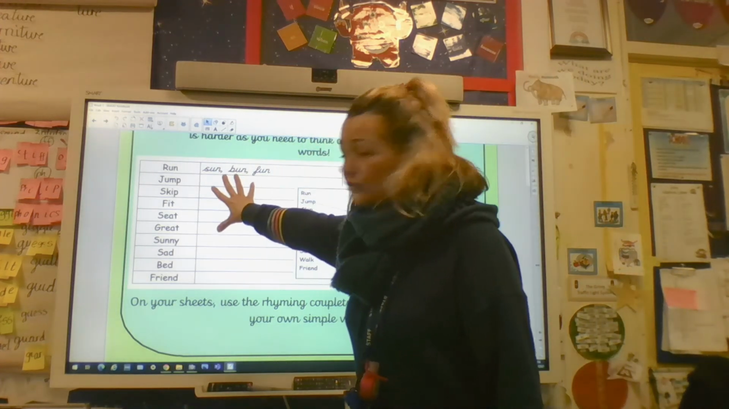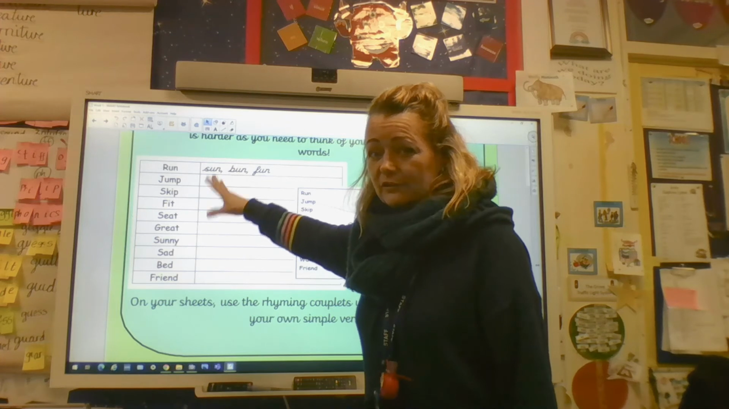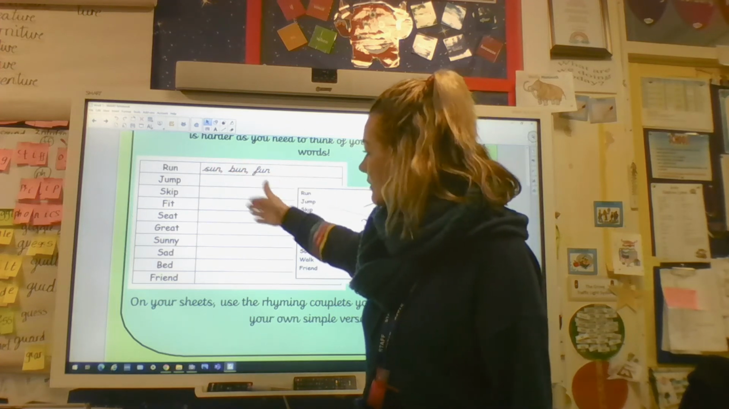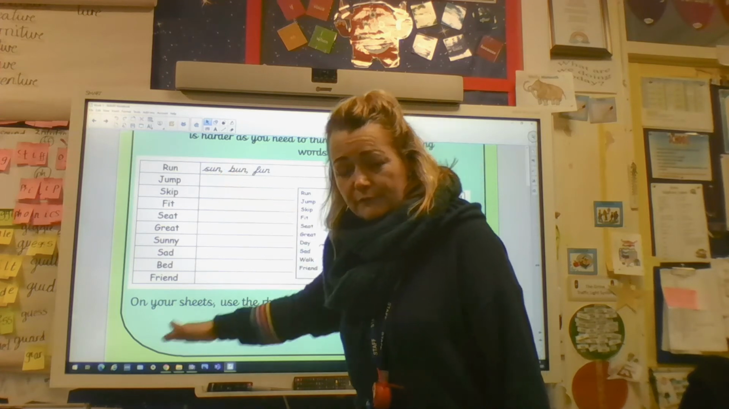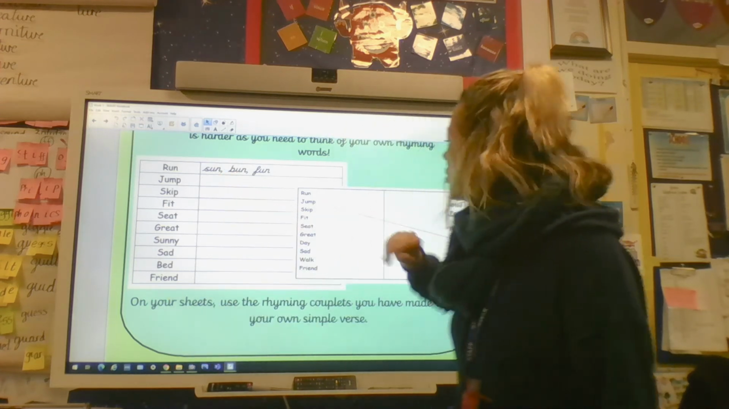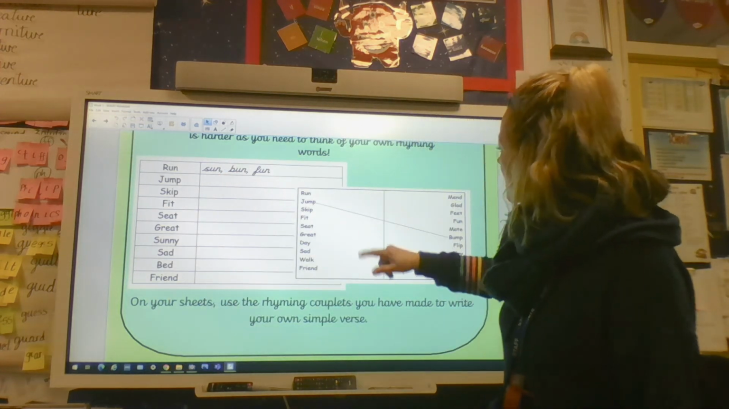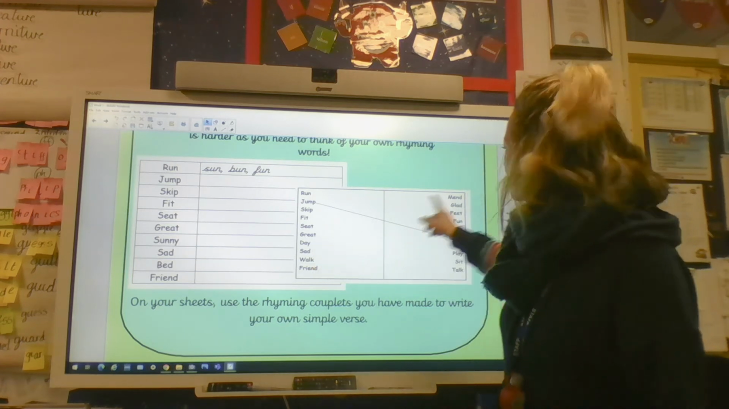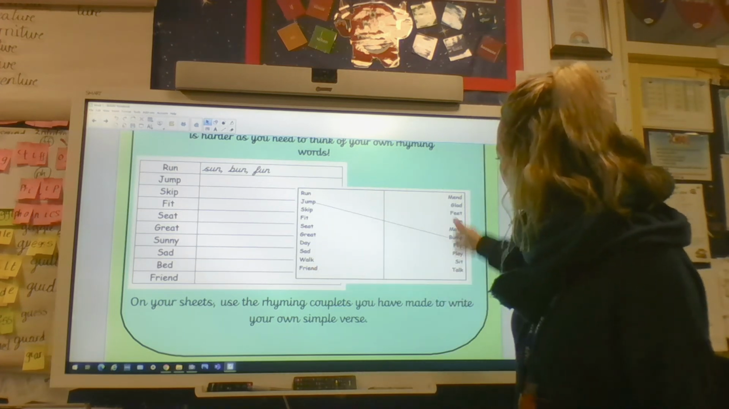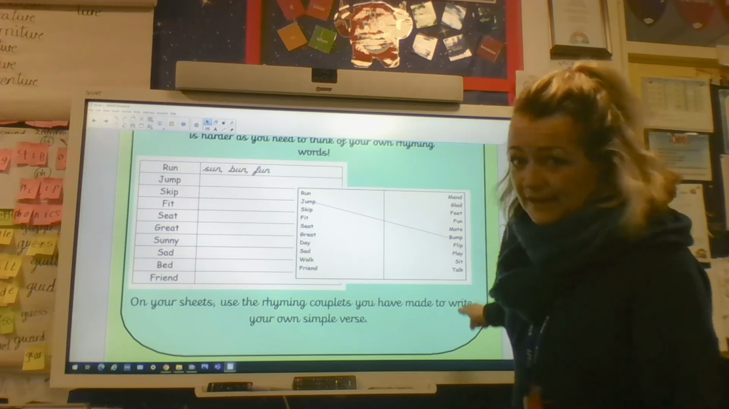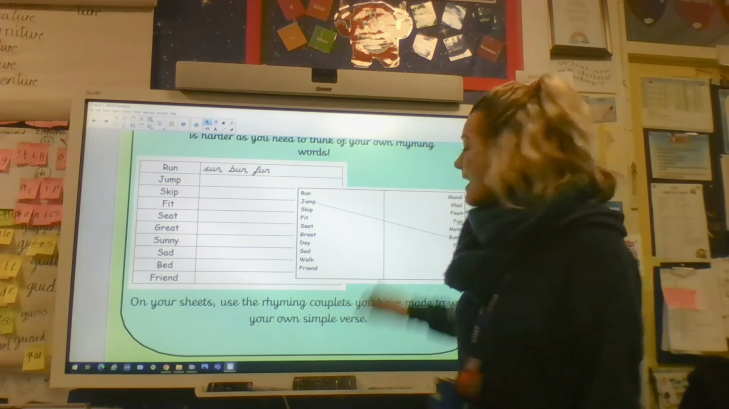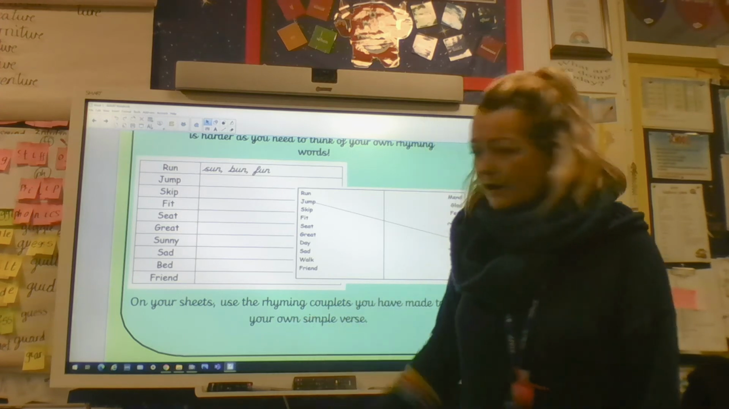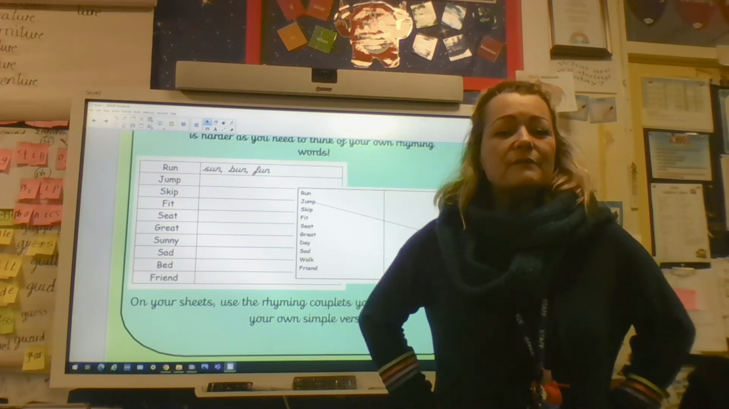Choose either that sheet, which is probably the trickier sheet because you have to come up with your own rhyming words, and then underneath that table you'll find your lines to do your own verse, or take a look at this sheet where you just need to match the two rhyming words in this column. So match the word in this column that rhymes with the word in that column. Okay, and then when you've done that, have a go at writing your own simple verse. Have some fun with it.